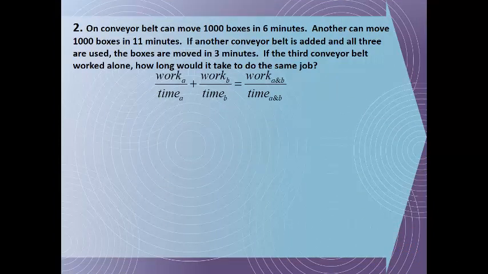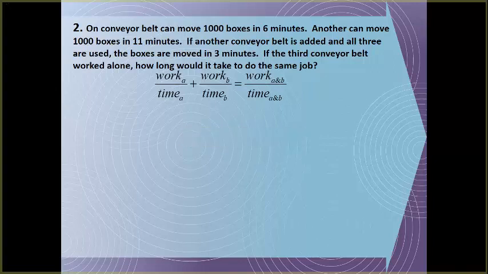Okay, so the same deal here. There's going to be a little bit of a wrinkle here, and I'm actually going to put the work A, because what you want to do is make sure that you are consistent throughout. So we have one conveyor belt that can move 1,000 boxes in 6 minutes, and another can move 1,000 boxes in 11 minutes. If another conveyor belt is added and all three are used, the boxes are moved in 3 minutes. If the third conveyor belt worked alone, how long would it take to do the same job?